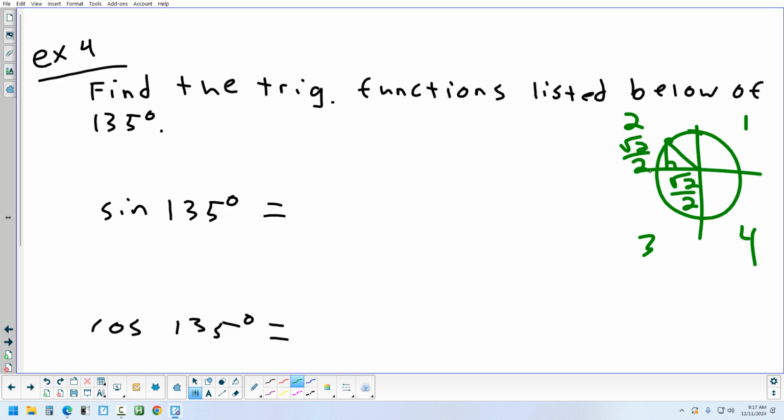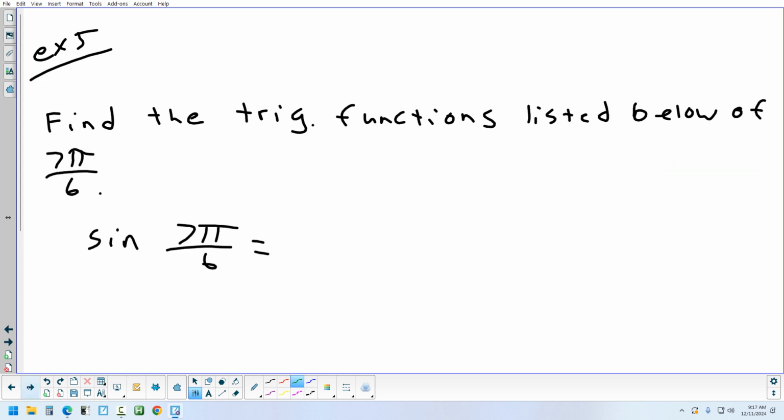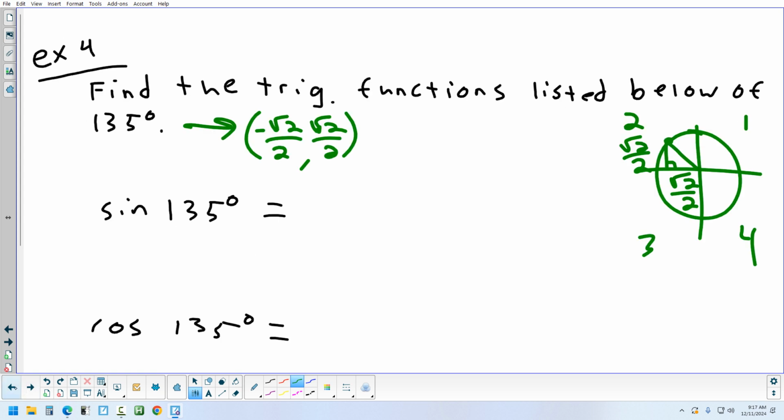Now I care about direction. What would be the coordinate for 135 degrees? Just make sure you take into account you're going left and then up. Yep, negative root 2 over 2, and then root 2 over 2. Perfect. Okay, they're not asking for all 6 here, they're just asking for the first 3. We've done enough with all 6. We're just going to start doing 1 now, like it'll be on the test.